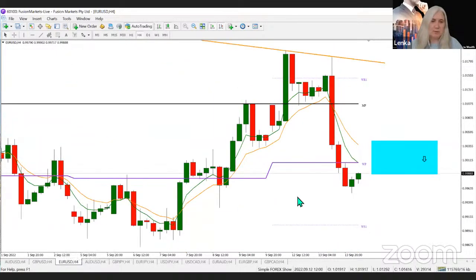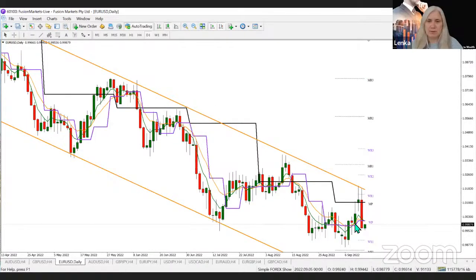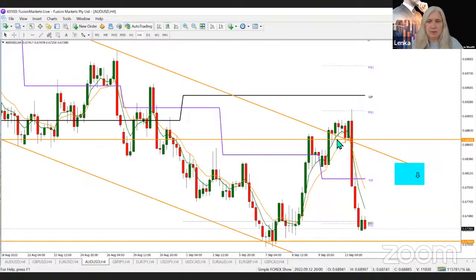Next currency pair I'm looking at is EURUSD. And EURUSD, I'm also looking for a short. So any pullback, and then looking for a reversal to go short on this. Also, again, in the channel, still going downwards.